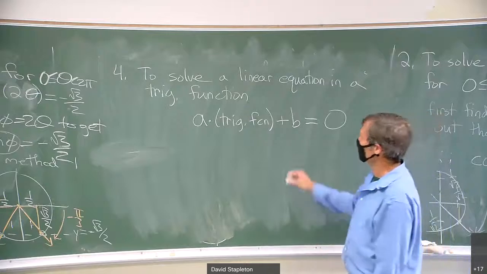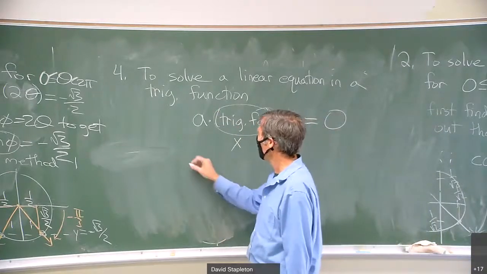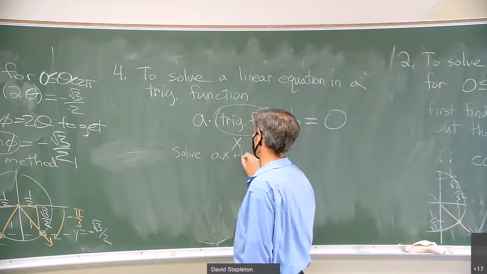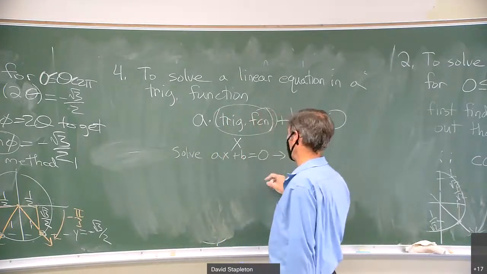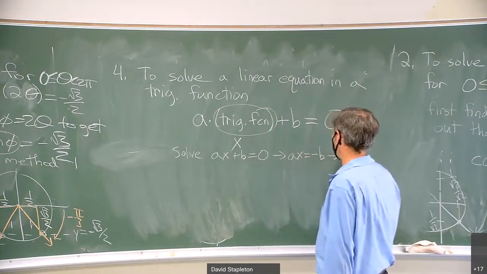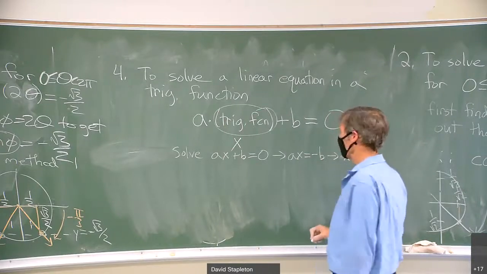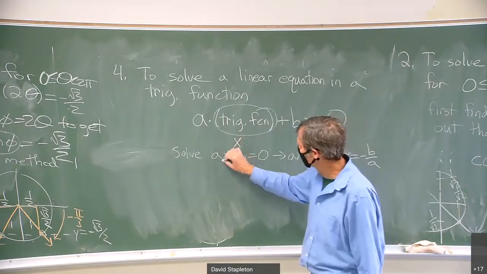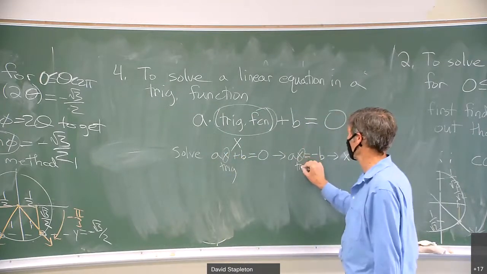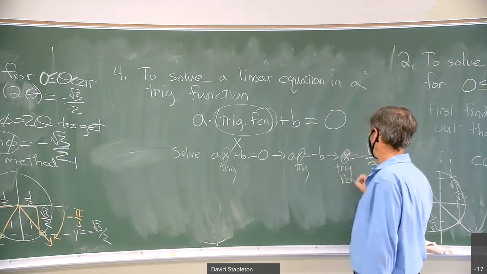What you do is you just put the trig function equal X, and you solve a x plus b equals 0 for x. By subtracting b, ax equals minus b, and dividing by a, that's just the easiest problem in algebra, right? X equals minus b over a. So what you really want is just replace x with the trig function. You got a times trig function plus b equals 0, means the trig function equals minus b over a.